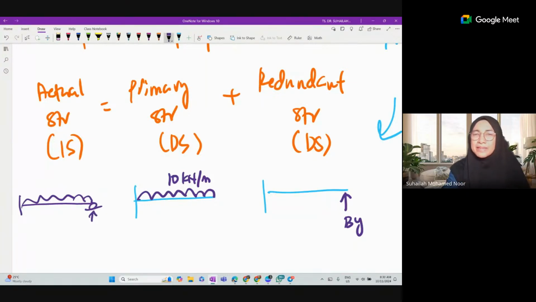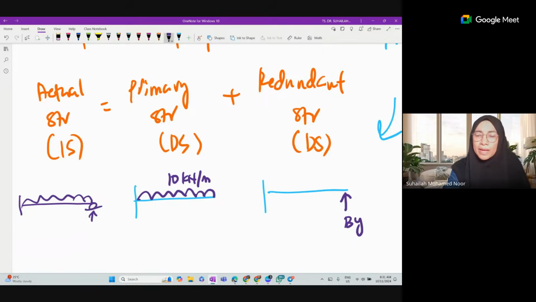So we divide into two systems. We call it the principle of superposition. We remove BY, we identify the redundant, we choose the redundant to be removed. The structure after removing the redundant is the primary structure, which is a determinate structure. This type is a cantilever beam, so that we can analyze the reaction, the moment equation, and the displacement.